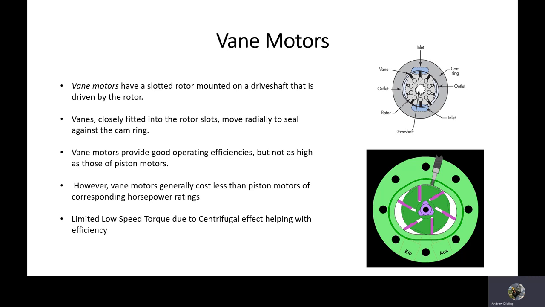They really kind of require some of that centrifugal force in order to work correctly, because they need to maintain that seal between the vane and the outer housing to create that channel for the fluid to flow through. If you don't have that good centrifugal seal, then you'll have leakage back and you will lose power in your motor.